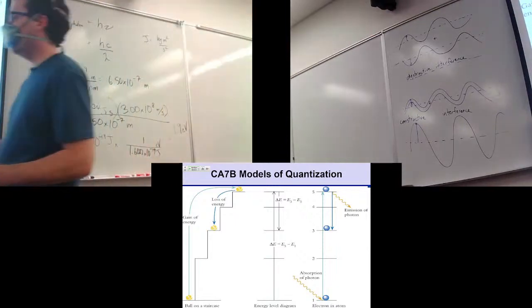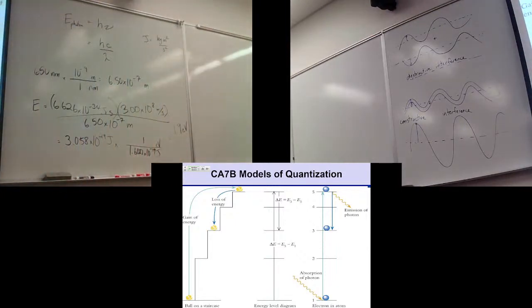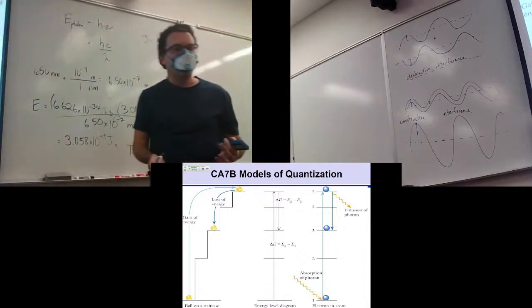So if you have a ball on a staircase, you could give it a ton of energy all at once, and it could lose all of that energy at once if you push it back down, or it could lose it in steps. It could lose this much energy, and then lose that much energy, two different amounts of energy. The same happens with atoms.